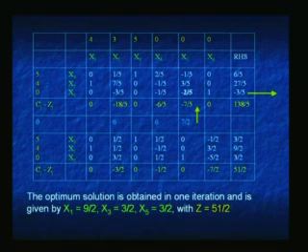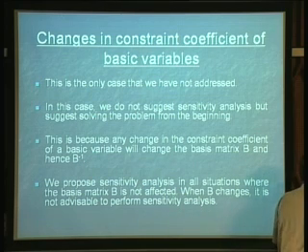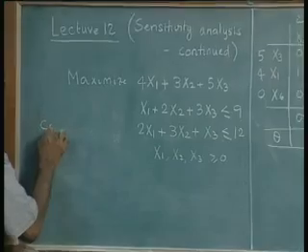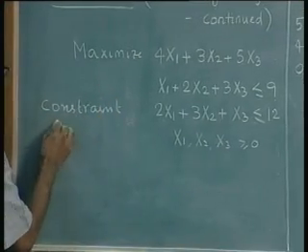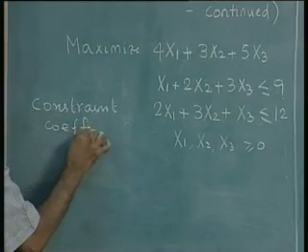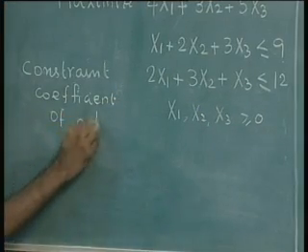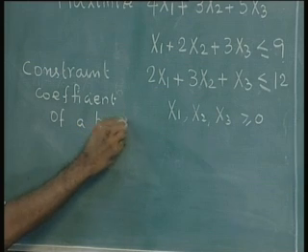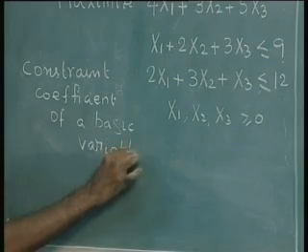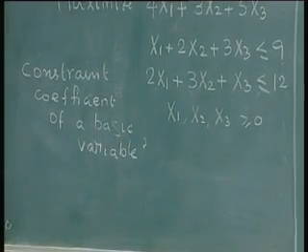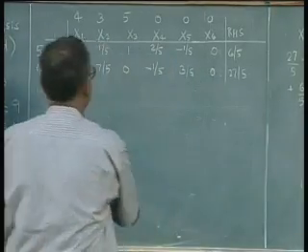Now there is one more aspect of sensitivity analysis which we have to look at, which is what happens to a change in the constraint coefficient of a basic variable. When we do that, we go back and write the optimum table as it is.